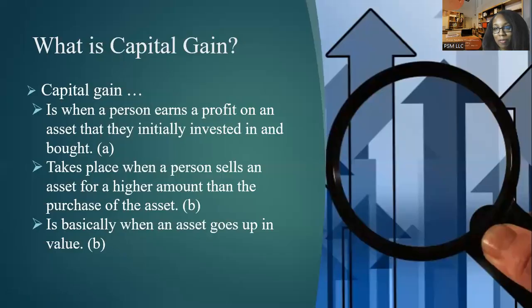Capital gain is an investment term that occurs when a person earns a profit on an asset that they initially invested in and bought. It takes place when a person sells an asset for a higher amount than the amount that they bought the asset for. It occurs when the asset goes up in value. And we all love when an asset goes up in value.